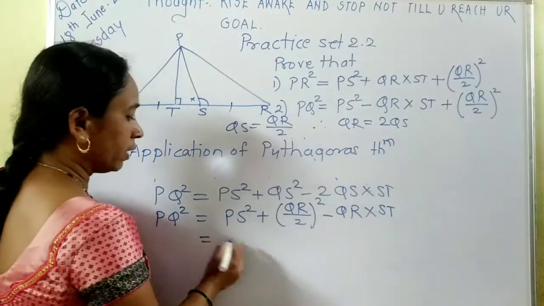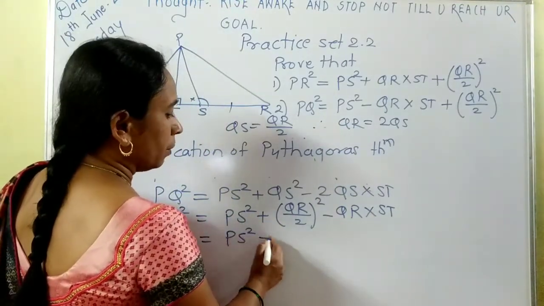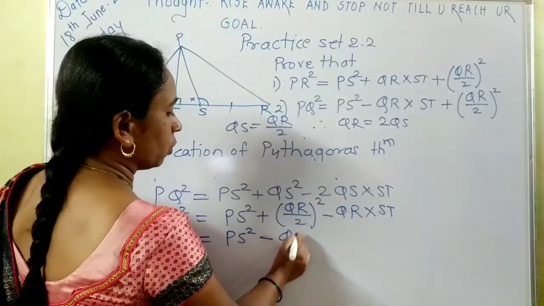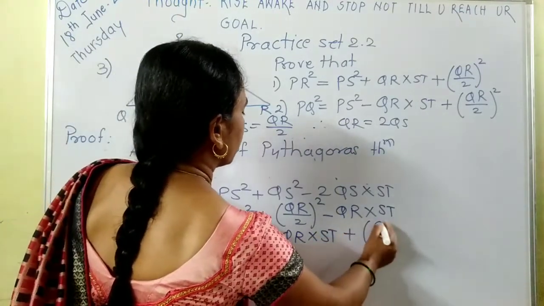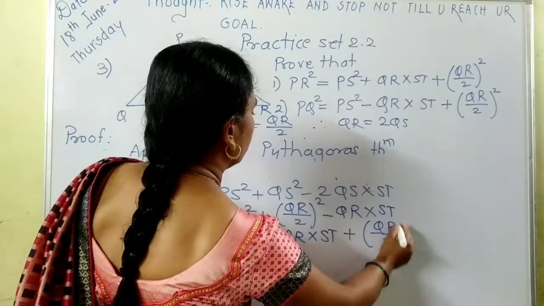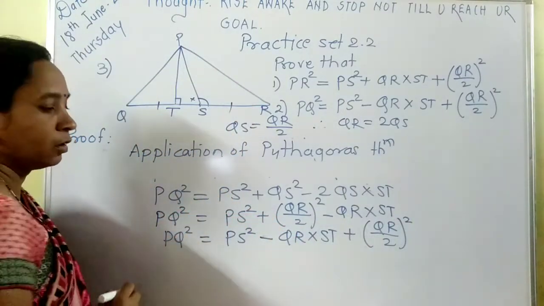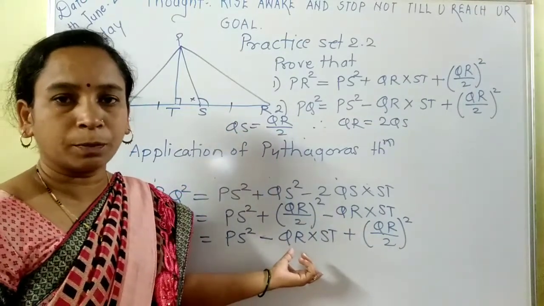So here we will get it. If you arrange it, we will get PS square, minus QR multiplied by ST, plus (QR upon 2) whole square. So this is my PQ square. So hence if you compare with this, we got both the proofs.